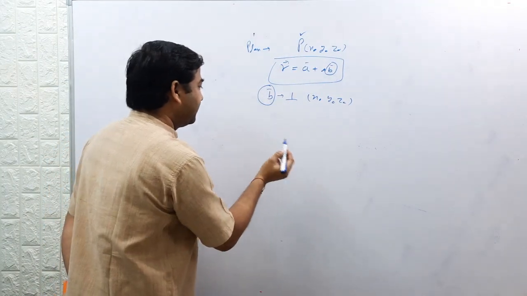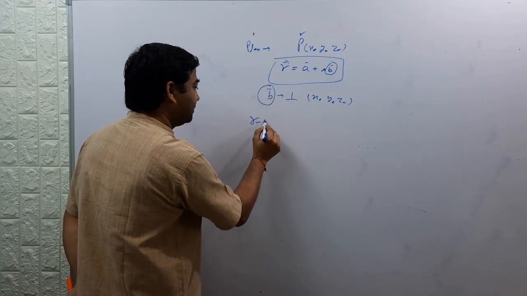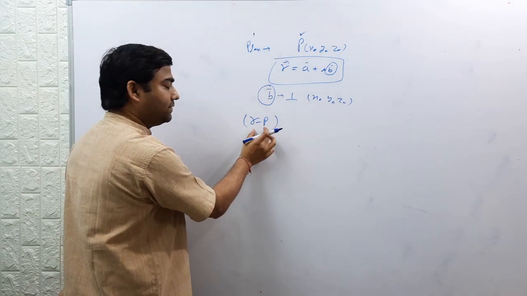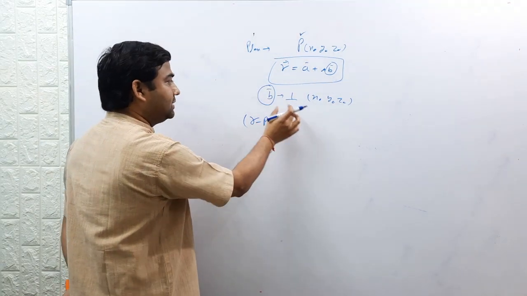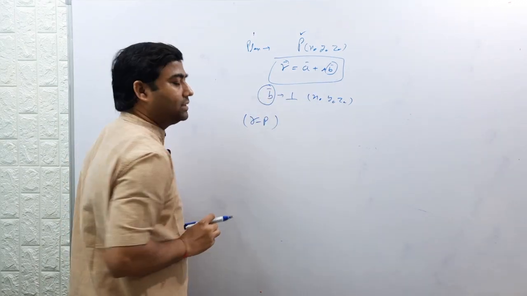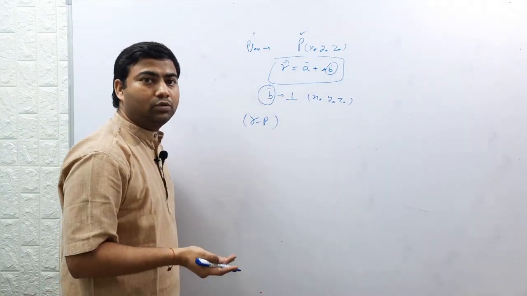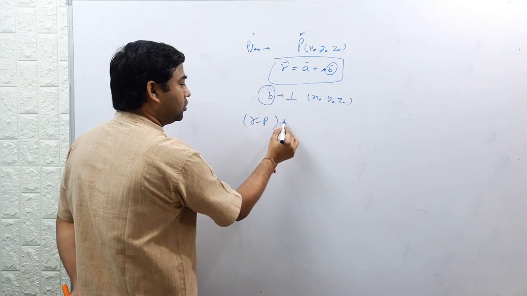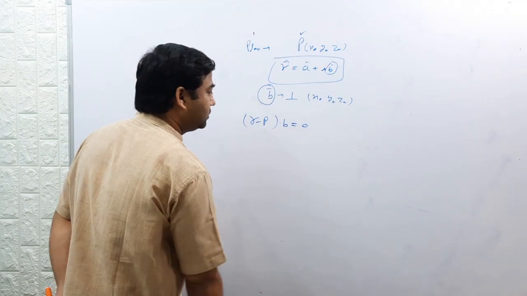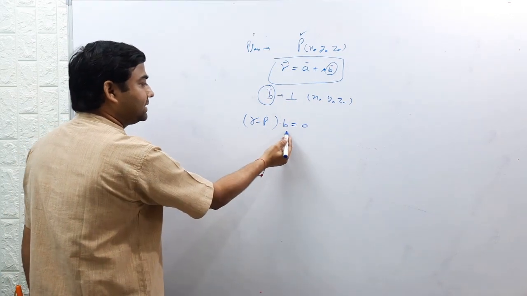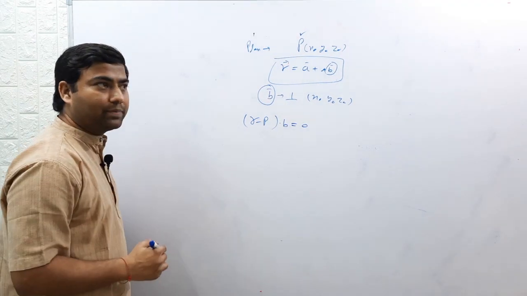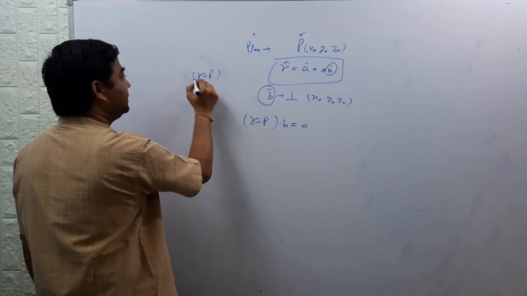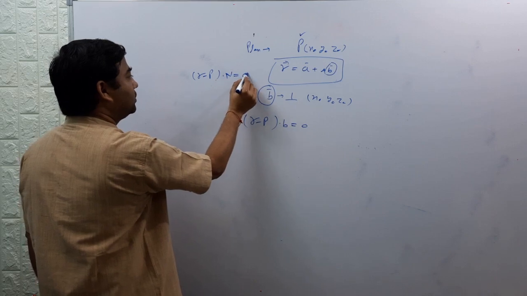So we have seen the equation of the plane is r minus p. R minus p is a vector, and b is another vector which is perpendicular to the plane and parallel to the line. So (r minus p) dot b is equal to 0, because vector b is perpendicular to r minus p. We have discussed this form as (r minus p) dot n is equal to 0.